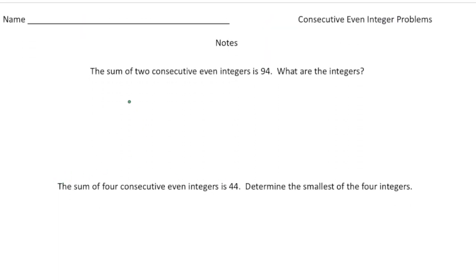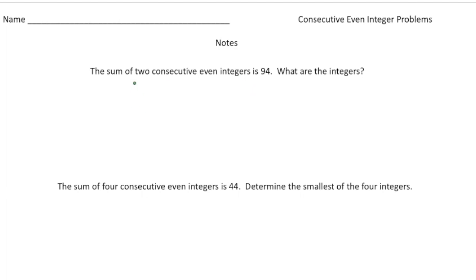The question says, the sum of 2 consecutive even integers is 94. What are the integers? Now, this one you could probably do in your head if you take your time, but you've got to get in the habit of using algebra to solve these. Algebra is a really powerful tool to solve much more advanced problems than this.